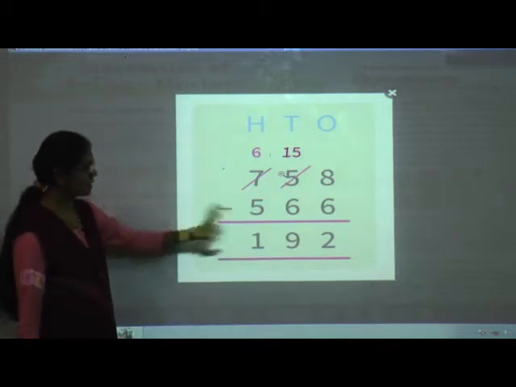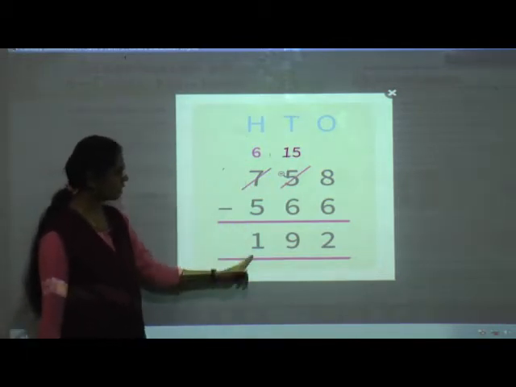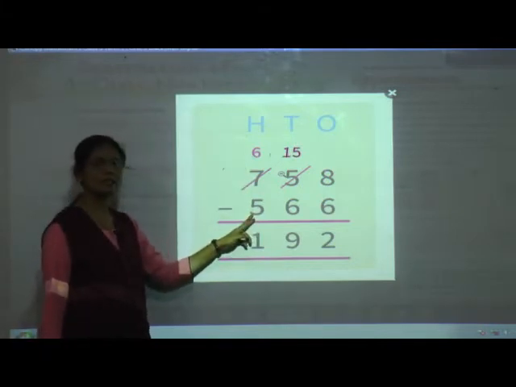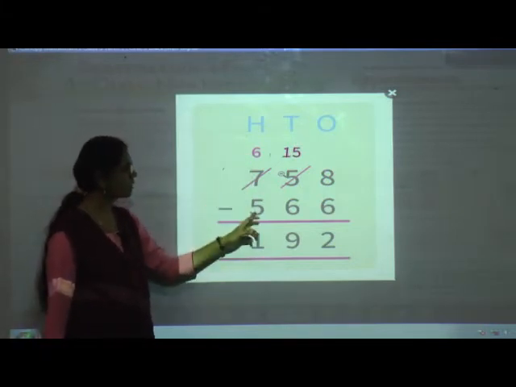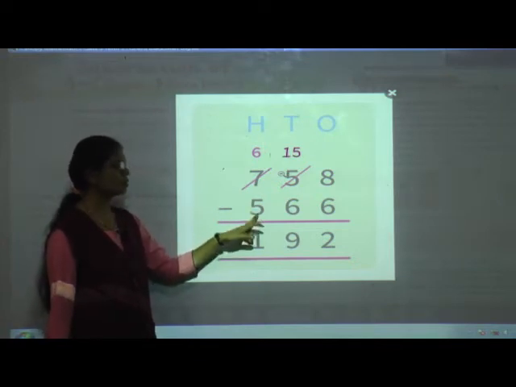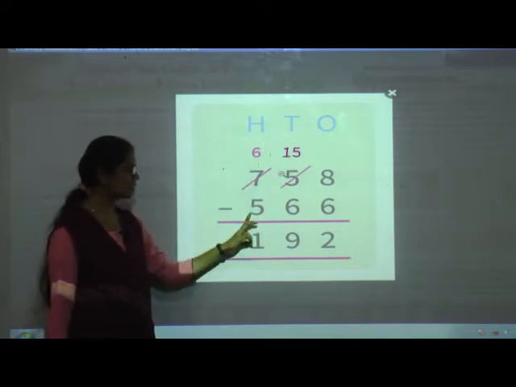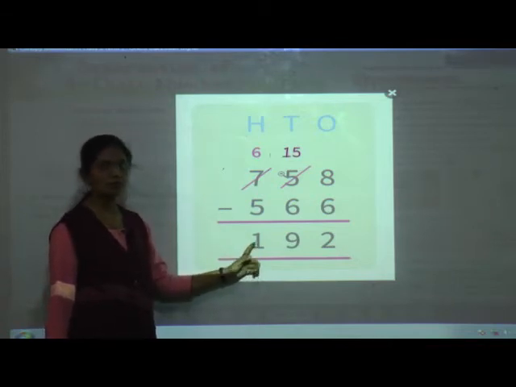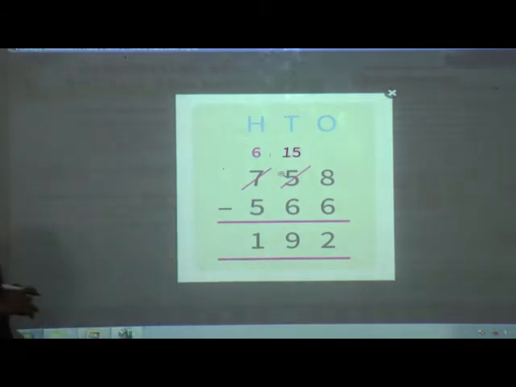Now see the hundreds place digit. Here at hundreds place 6 is there and 5 is there. So 6 minus 5 we can easily do because 6 is greater than 5. So after 5 you have to count your fingers till 6. After 5, 6. Only 1. So we will write here 1. In this way we can subtract a smaller number from the greater number.